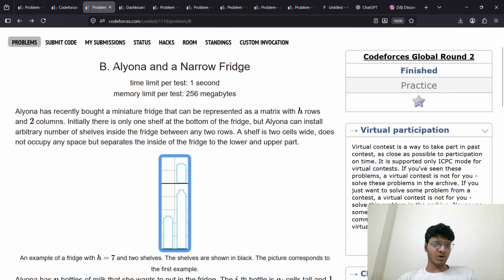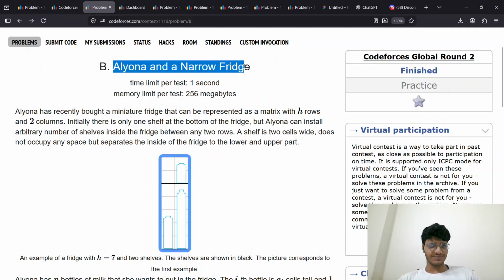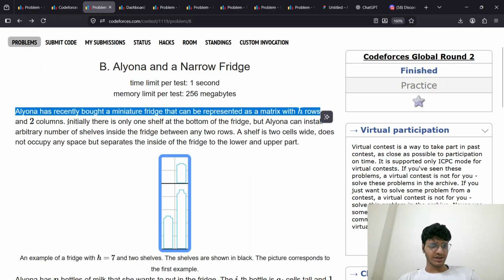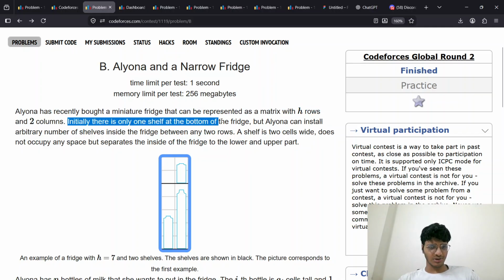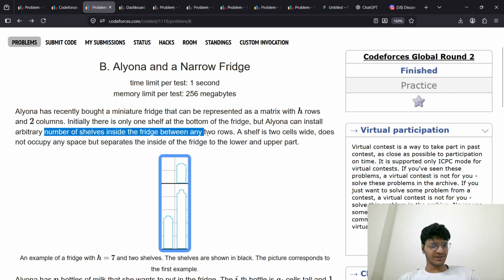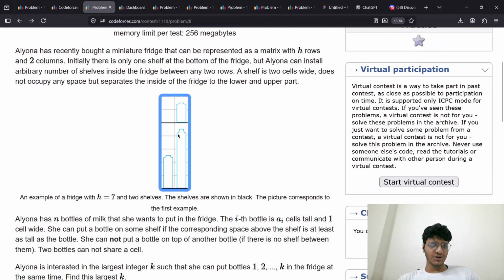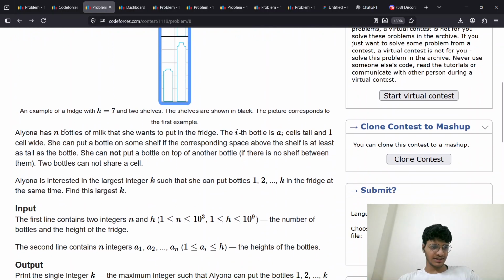So the problem is from Codeforces, Alyona and a Narrow Fridge. Alyona has recently bought a miniature fridge that can be represented as a matrix with H rows and two columns. Initially, there is only one shelf at the bottom of the fridge, but Alyona can store an arbitrary number of shelves inside the fridge between any two rows. A shelf is two cells wide, doesn't occupy any space, but separates the inside of the fridge into a lower and upper part. The image is provided by the question, and Alyona has n bottles of milk that she wants to put in the fridge.